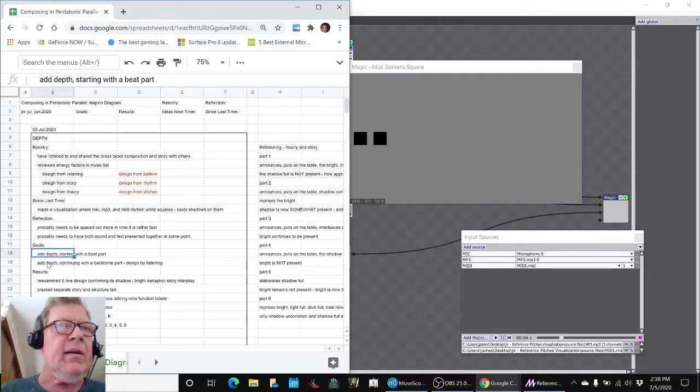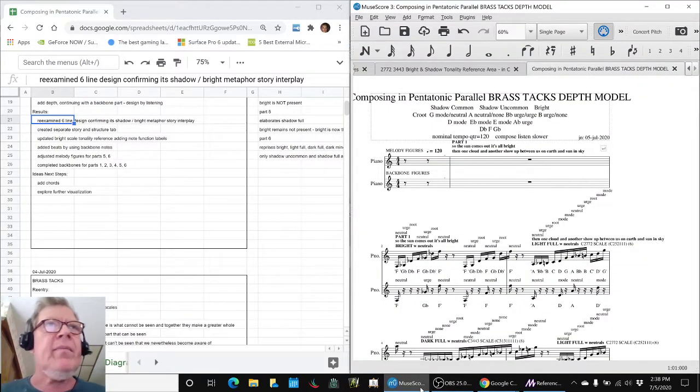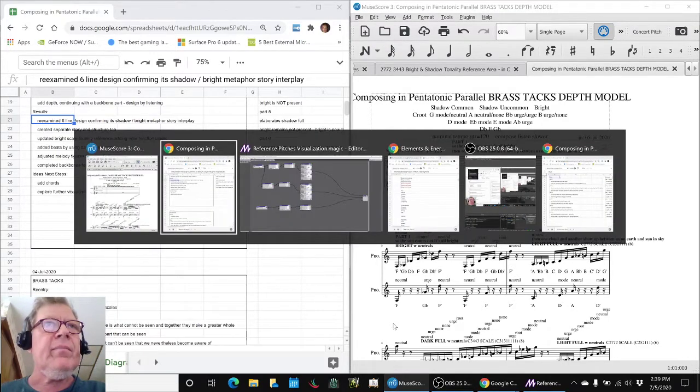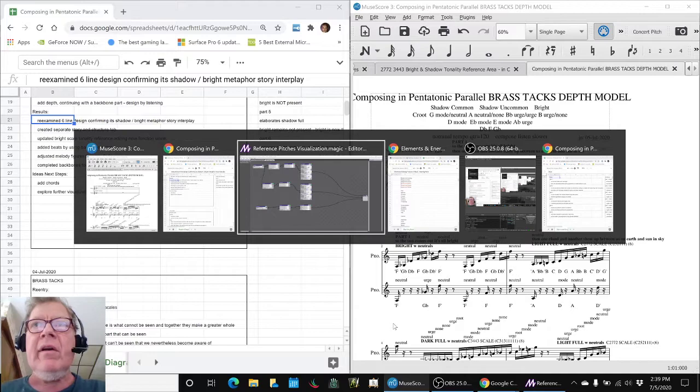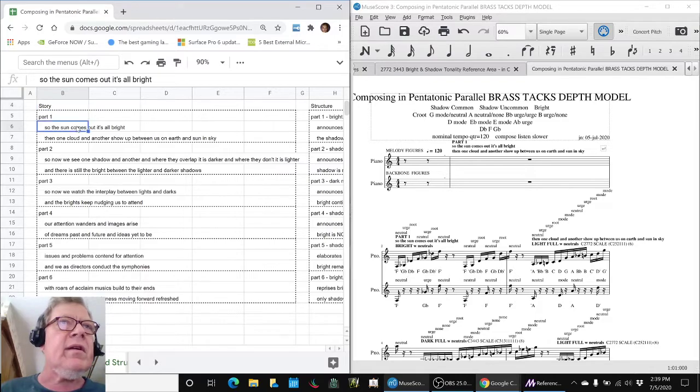So our goals were to add depth, which was the theme of today, starting with the beat part, and add depth with a backbone part, and we were going to use design by listening, as we discussed earlier. The actual results are we re-examined our six-line composition, which is over here, and confirmed that it's got the story elements we want of the shadow and the bright. And we also went ahead and put the story on its own spreadsheet tab. So the story in words is over here, and then the actual structure of what's going on, what scales are being used, is being detailed here under structure.